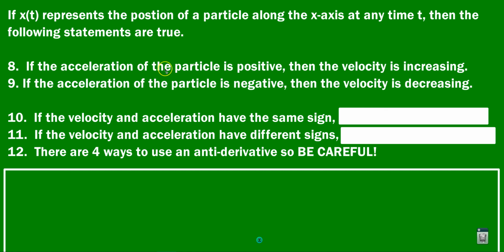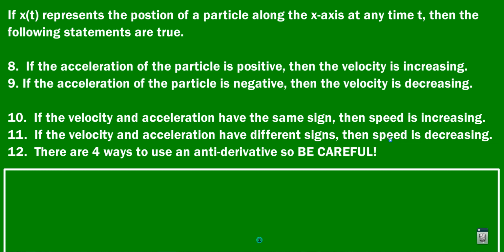Again, this is just your basic first derivative rules. If the first derivative of a function is positive, that means the original function is increasing. If the first derivative is negative, the original function is decreasing. And here I'm referring to the original function as velocity. If velocity and acceleration have the same sign, then speed is increasing. If the velocity and acceleration have different signs, then the speed is decreasing.